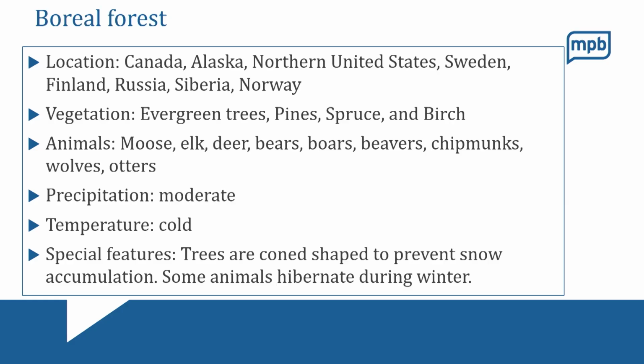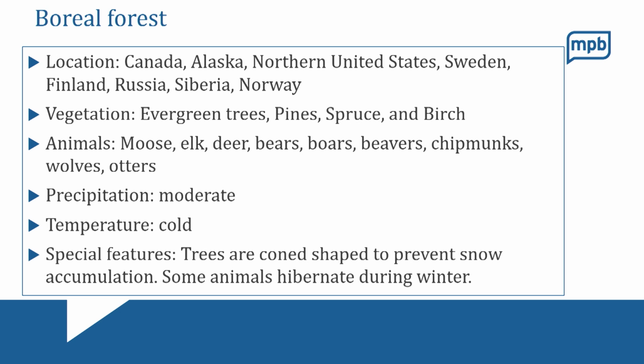Okay, so I want to talk about the boreal forest. Another name for this that you might hear sometimes is the taiga, kind of like tiger, but taiga. So the boreal forest, where can you find these? Well, the location for the boreal forest is Canada, Alaska, northern United States, Sweden, Finland, Russia, Siberia, and Norway. So this is an area that's just south of the North Pole. It's still very, very cold, but it's not as cold as the tundra was.